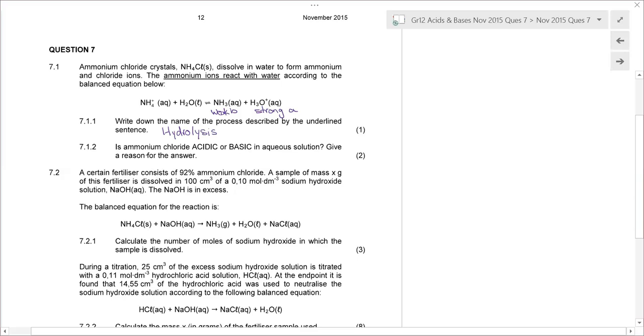7.1.2, is ammonium chloride acidic or basic in an aqueous solution? Give a reason for your answer. It is acidic. Ammonium chloride solution is acidic. During hydrolysis, the ammonium ions react with the water to form a weak base and a strong acid that makes the solution acidic. The chloride ions do not undergo hydrolysis.